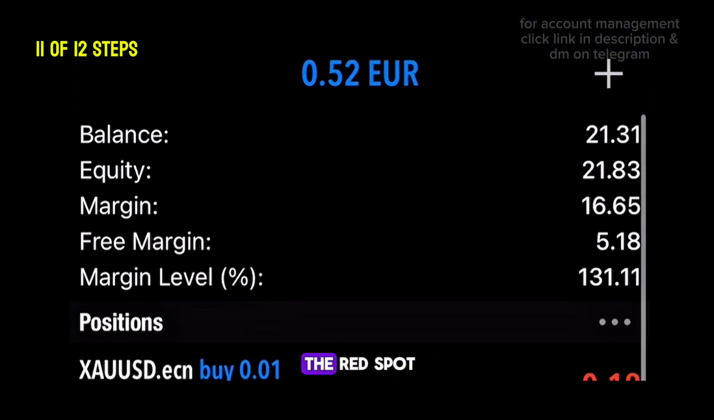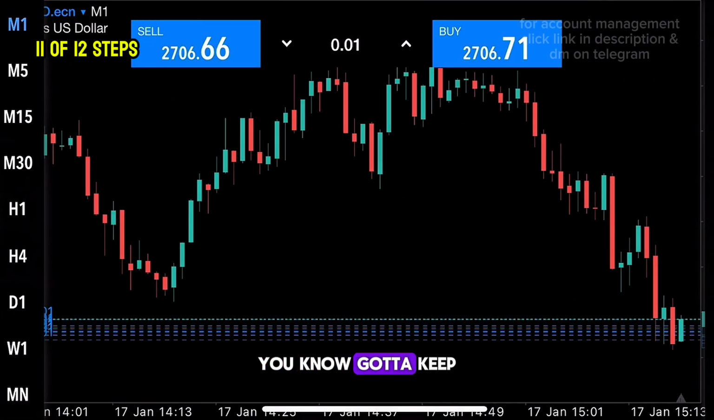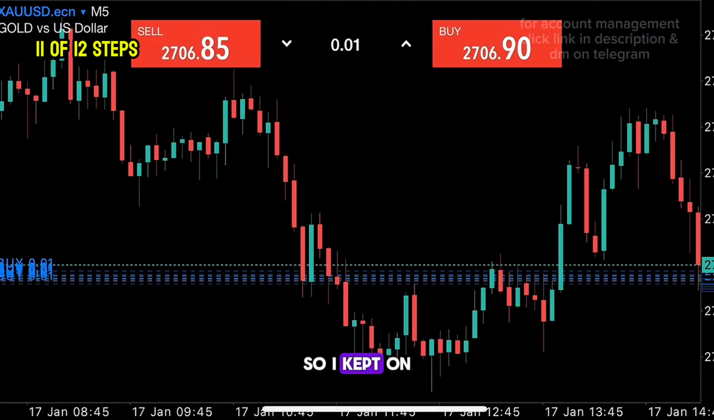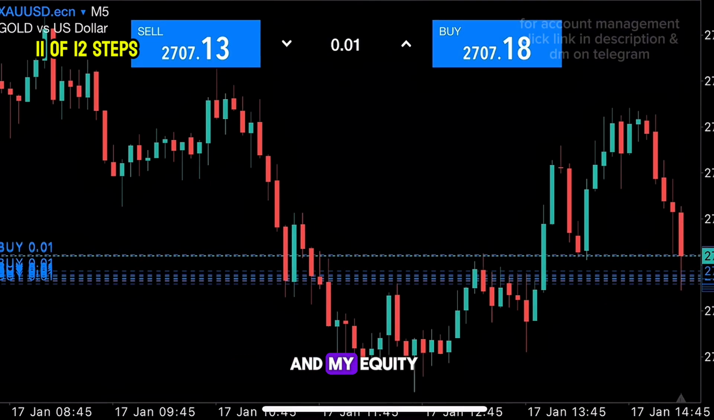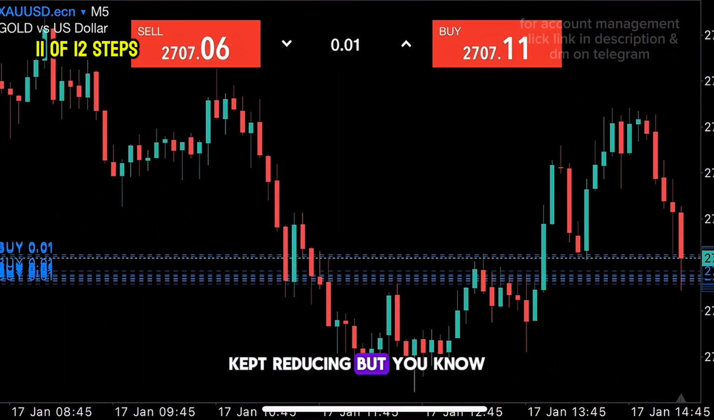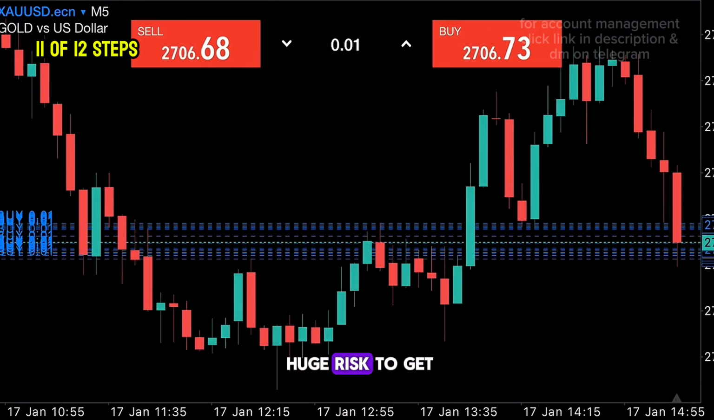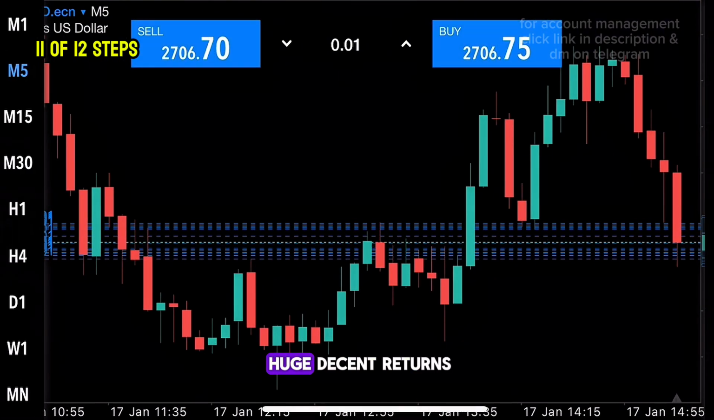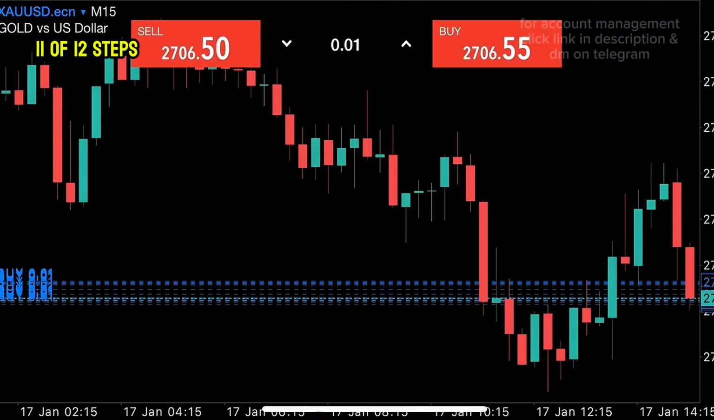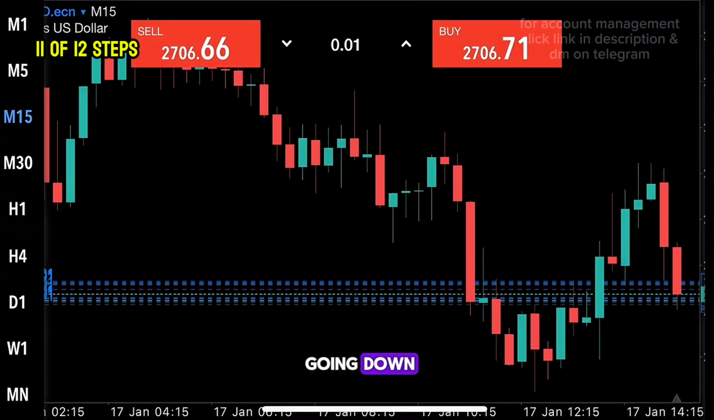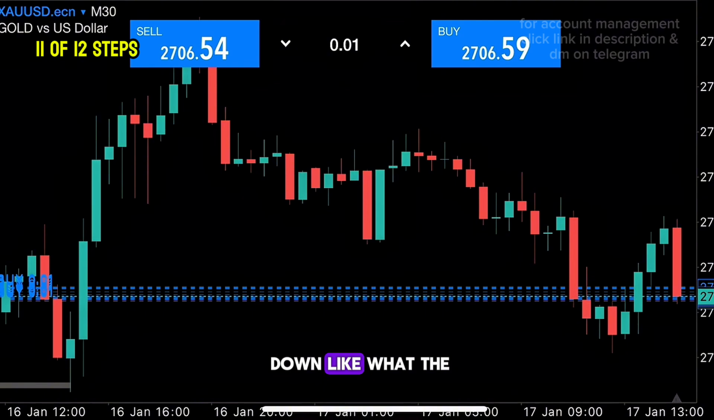Look at the red spot. You gotta keep going on. So I kept on spamming entries, and my equity kept reducing. But that's the price you have to pay. You have to take huge risk to get good, decent returns. So I was spamming, and still price kept going down. It was still going down, like, what the F? Instead of going up, it was going down.